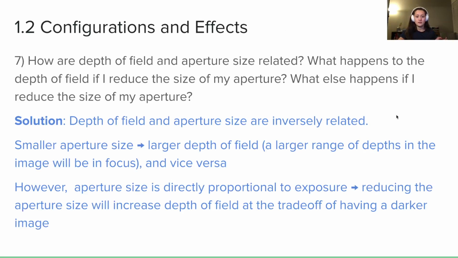So what else happens if I reduce the size of my aperture? Well, if you have a smaller aperture size, that's also going to darken your image because it's letting in less light, because it's a smaller hole for all of the light to get through to your sensor. So if you decrease your aperture, it's going to make your image darker.